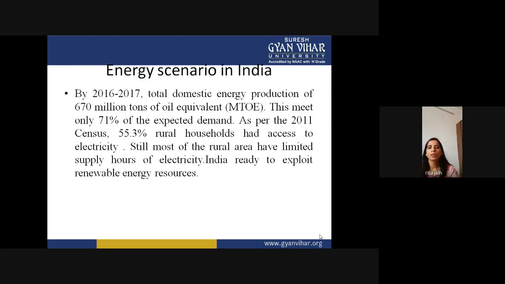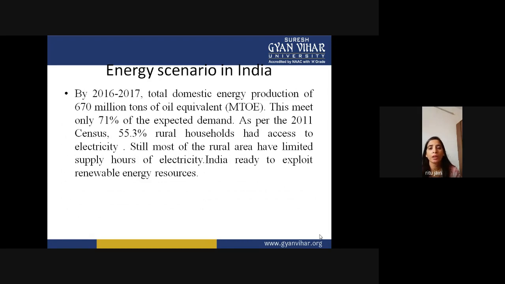So by 2016 to 17, total domestic energy production was 670 million tons of oil equivalent. This meets only 70% or 71% of the expected demand. As per the data of 2011, 55.3% of rural households had access to electricity, and still most of the villages in India are not getting even electricity, or have limited supply hours of electricity, and still they are facing an energy crisis.